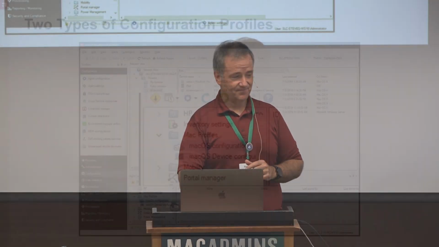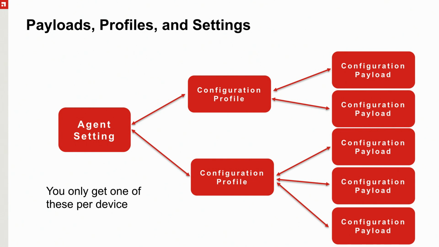But here's the deal. This is how things get packaged up in the Ivanti world. We have configuration payloads. Probably everybody here is familiar with those, right? You have your VPN payload and your certificate payloads and all those kinds of payloads. Those get grouped into configuration profiles, just the way we do all over Apple. But Ivanti takes that a step further, and you group configuration profiles into agent settings. So you get one agent setting of each type, device and user, for each machine.